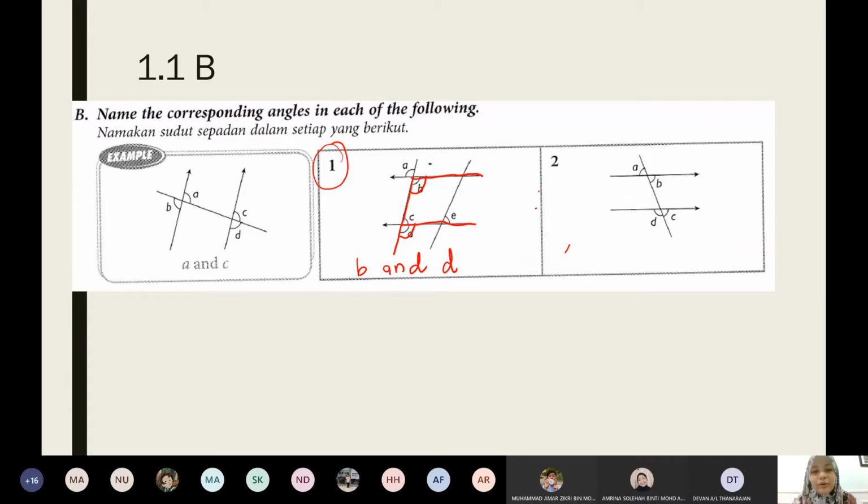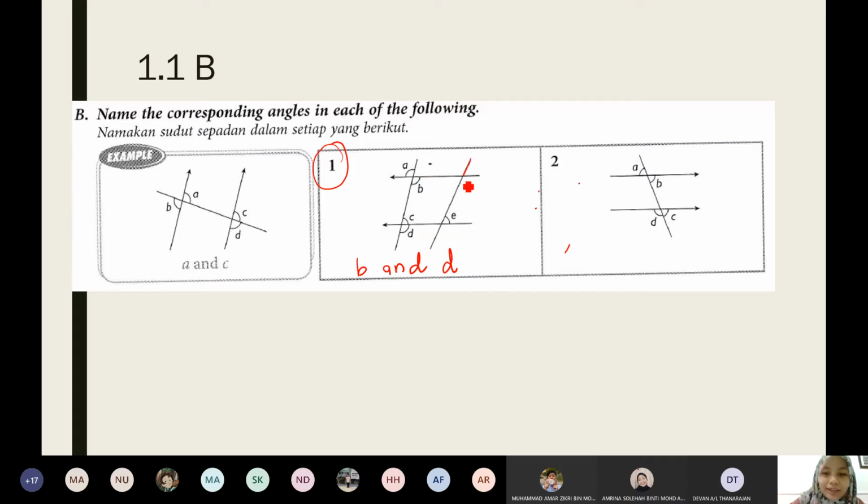Selain daripada B and D, untuk question number 1, ada lagi tak jawapan yang lain? C and E. Saya memang nak cakap, actually jawapan dia ialah salah. C and E are not corresponding. Nampak macam corresponding but it's not.